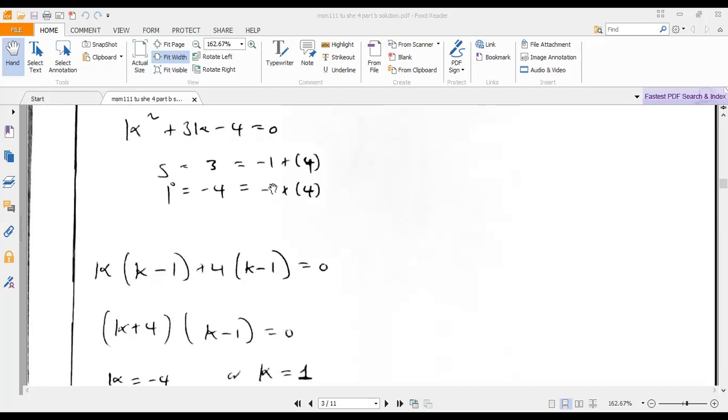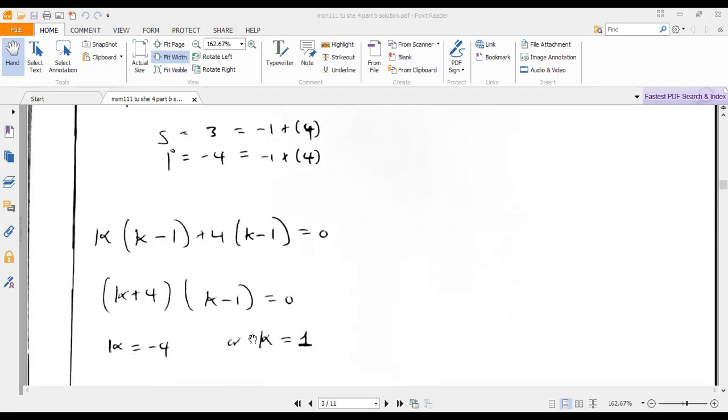Since you have negative 1, you can easily say that will be k squared minus k. You factor out the k, which is common, right? Plus here you have 4k minus 4, isn't it? So 4 is common here. You factor out the 4. So you remain with k plus 4 and k minus 1. Then you solve for k. k is equal to negative 4 or k is equal to 1. Are we now clear?